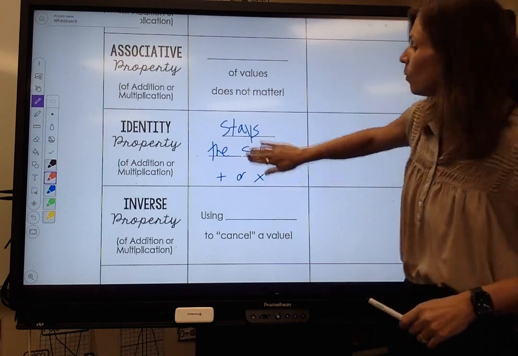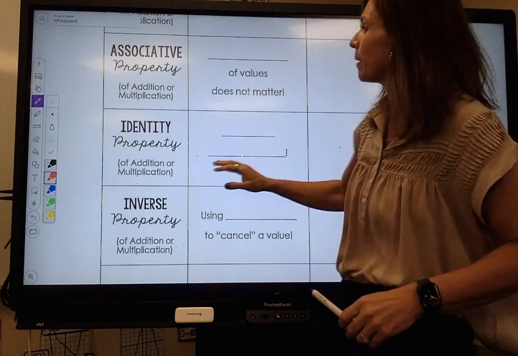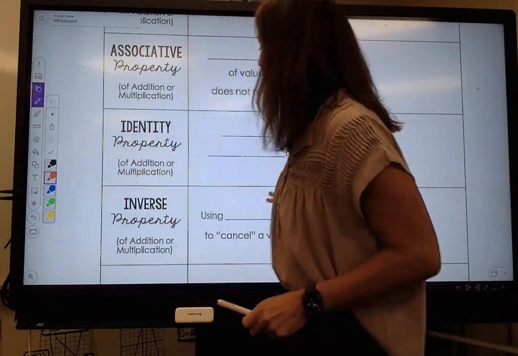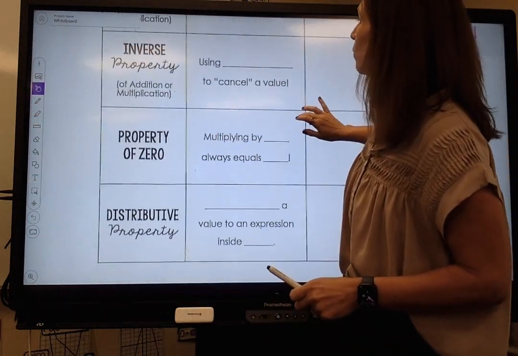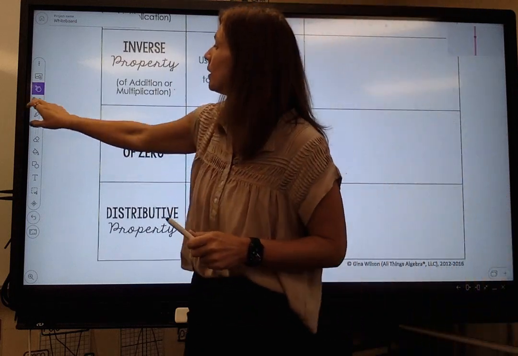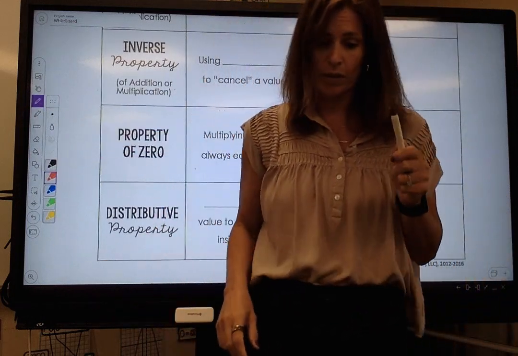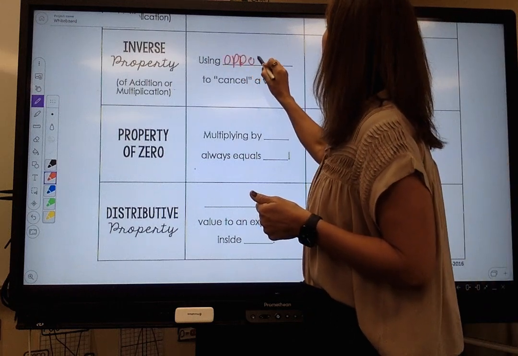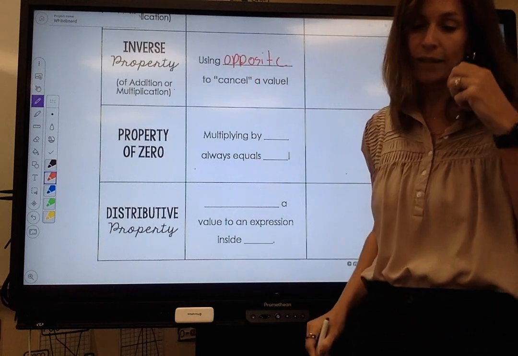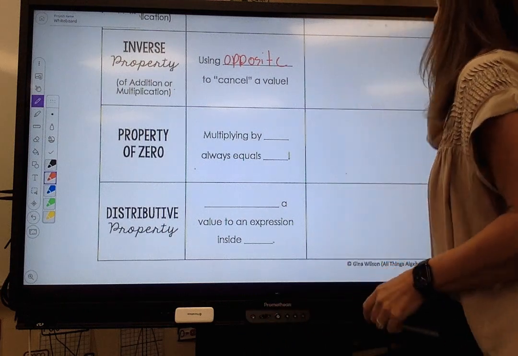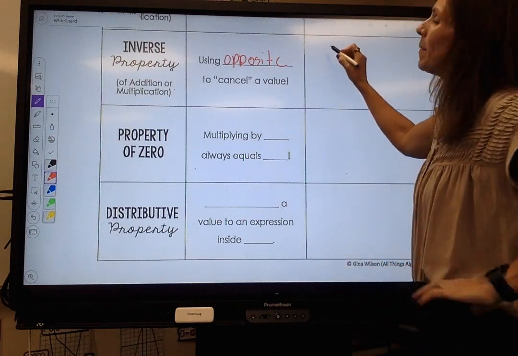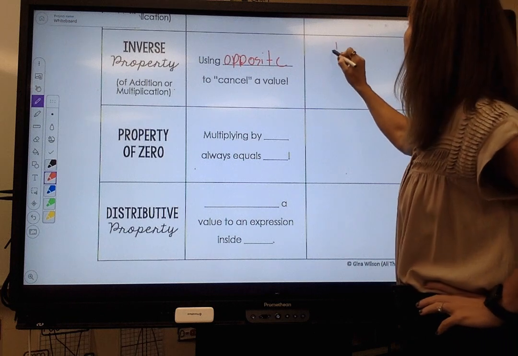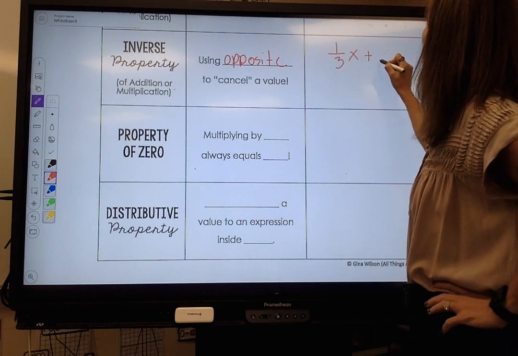All right, what about that inverse property? Inverse property is what we use all year long in 1- and 2-step equations. It just means you're using the opposite to cancel out a value. So, for instance, it makes more sense when you do a 2-step equation.